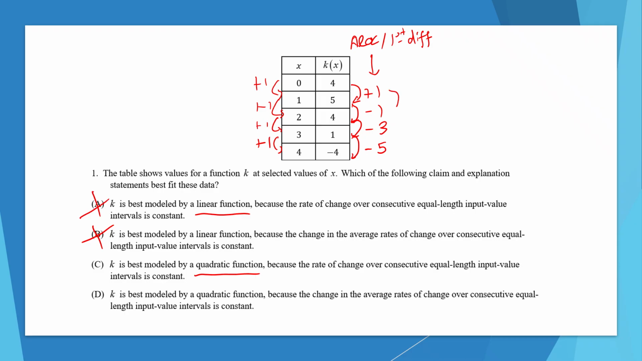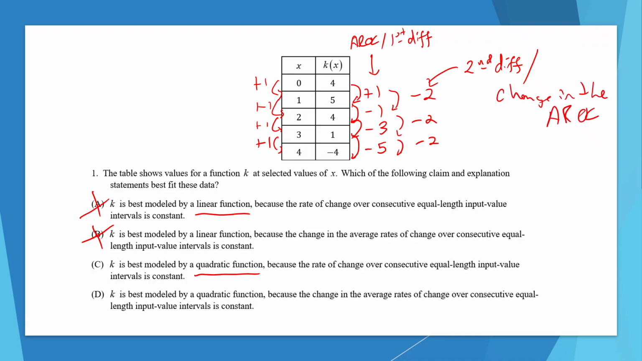Taking a look at the second difference, here we see -2, -2, -2. This is the second difference, or we can say the change in the average rates of change. That's how we can also describe these numbers here, which they are all constant. They're all the same. And so let's take a look at the explanations for C and D and see which one best models a quadratic function.